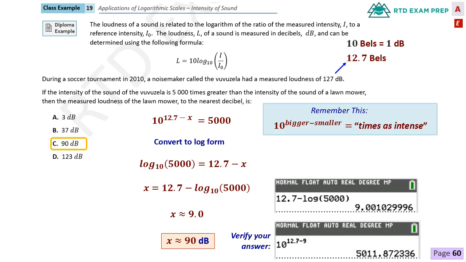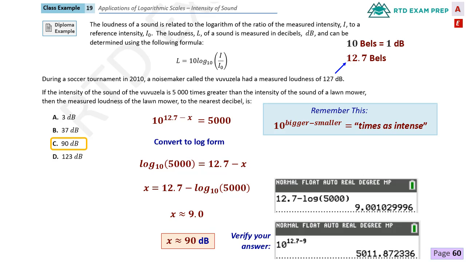We can check our answer by putting 10 to the 12.7 minus 9 and finding that the factor of intensity is approximately 5,000 times. I do want to point out that there's another way to do this problem. You'll note you were given an equation, and you're probably wondering why we didn't use it. Well, because this question wasn't asking about loudness, it was asking for intensity, we would have to, as a first step, rearrange the given formula to solve for I. We would do this by dividing both sides by 10, converting to exponential form, and then multiplying by the reference intensity. At this point, we would have an equation much like we did in class example 18.